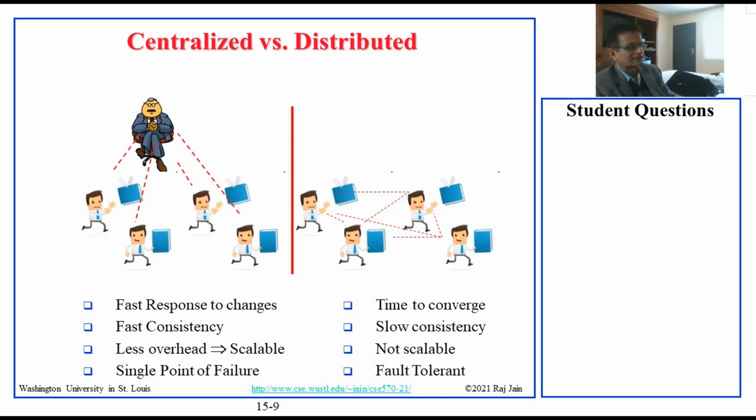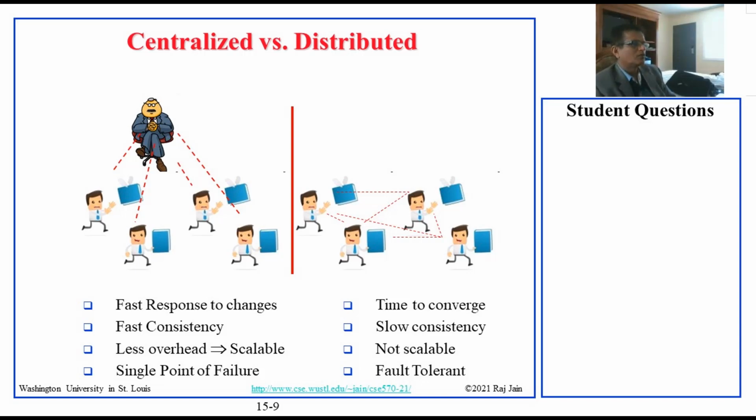Fast consistency, and therefore everybody knows the exact information in the centralized approach, whereas in the distributed manner, everybody has a different piece of information, and that may not be consistent. It has less overhead because you don't have to send N-squared messages, whereas in the distributed approach, everybody has to tell everybody else. There are lots of messages.